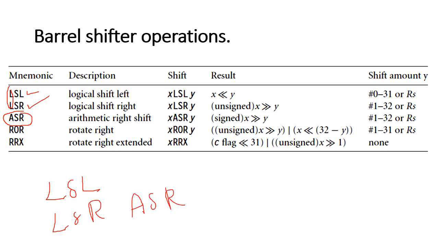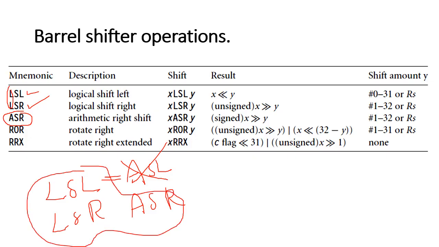So there is logical shift left and logical shift right. Also arithmetical shift right. The barrel shifter does not support arithmetical shift left. That means that according to mathematics, arithmetical shift left is equal to logical shift left itself. So that's why there are only 3 shift instructions the barrel shifter supports, and 2 rotate operations.